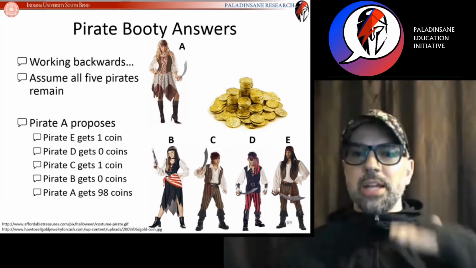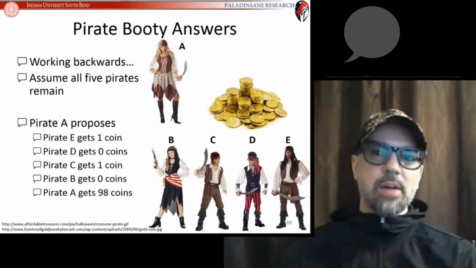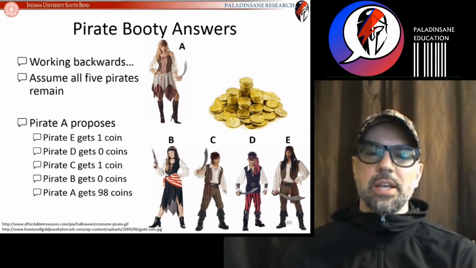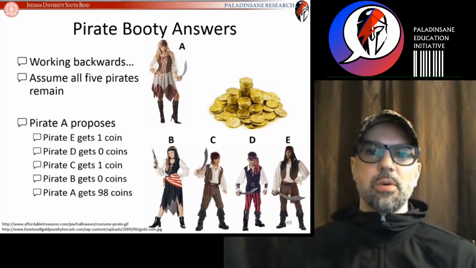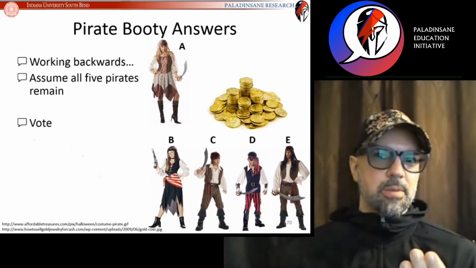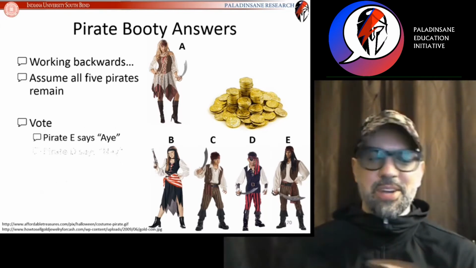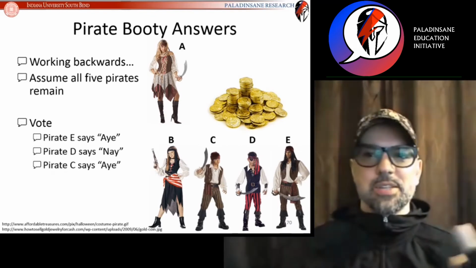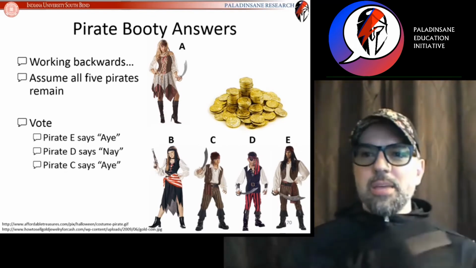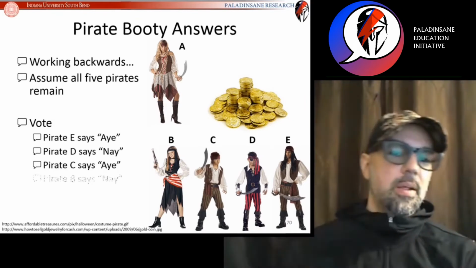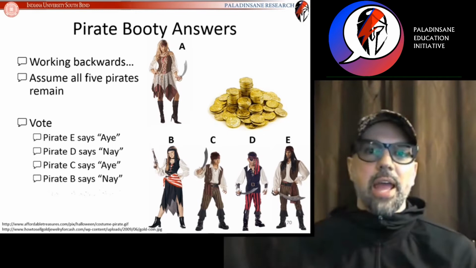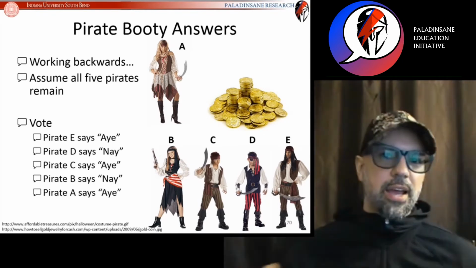So notice that Pirate E is doing better this round than they will on the next round. Pirate C is doing better this round than they will on the next round. So C and E will vote aye. E is going to vote aye. D is going to vote nay because D is getting 0. C is going to vote aye because they're going to do worse on the next round. B is going to vote nay because she's getting 0. And Pirate A, who's coming out with 98 coins, is going to say aye.